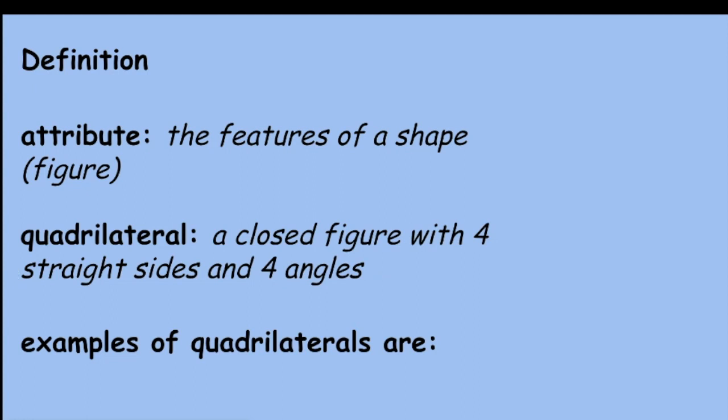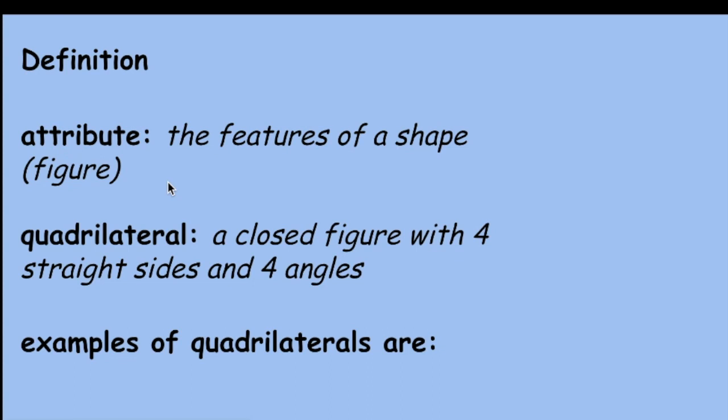For purposes of today's video, an attribute can be defined as the features of a shape or object. In math, we also call shapes figures. When you're talking about the attributes of a shape or figure, you can mention how many sides or angles it has. For example, a triangle has 3 sides and 3 angles.